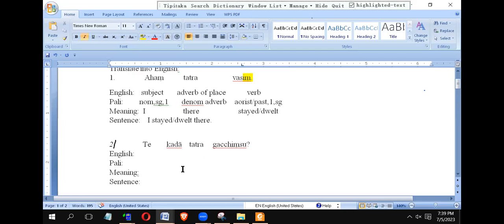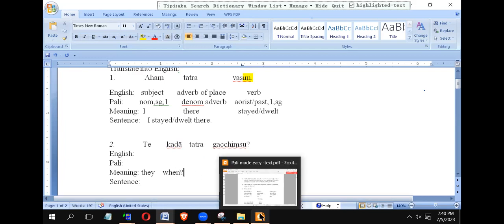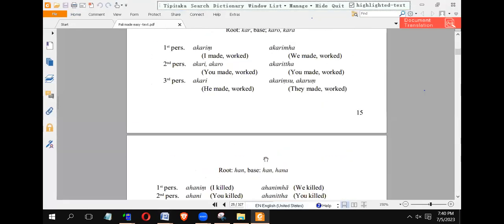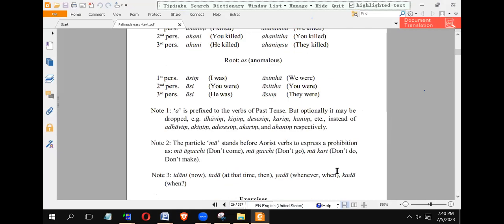Second sentence. So you look at which one you do. At first look at the subject. Tatra means there. Kada. Remember those that start with K are always a question. And da, this da is to do with time. K is to do with question, so it's a when. So you look at the notes there. Okay. When, all right? Kada, when.